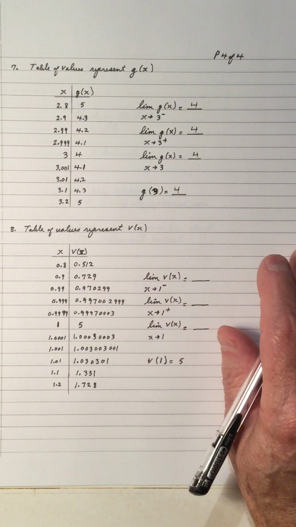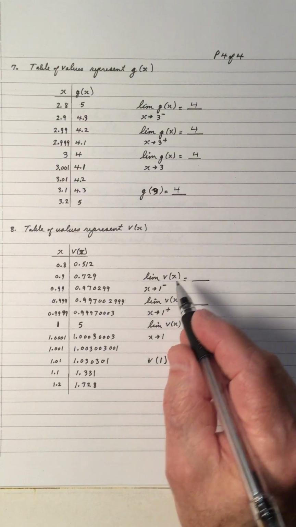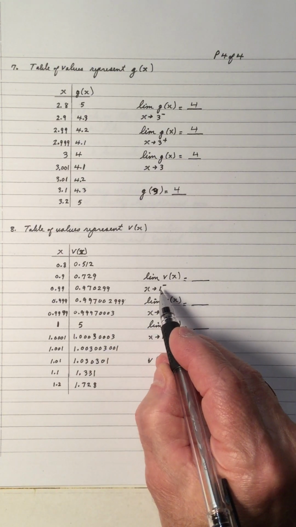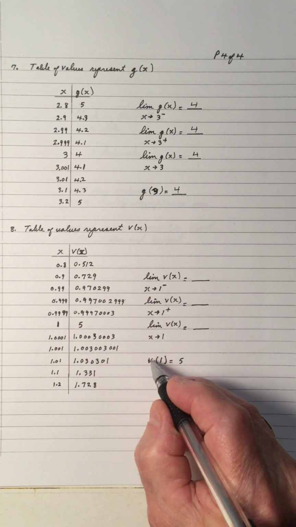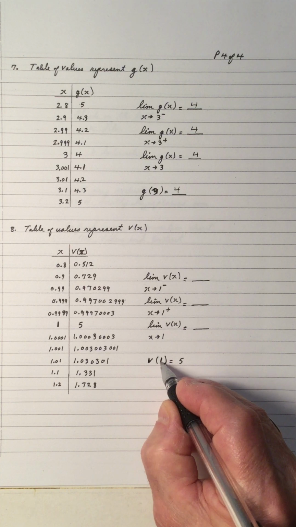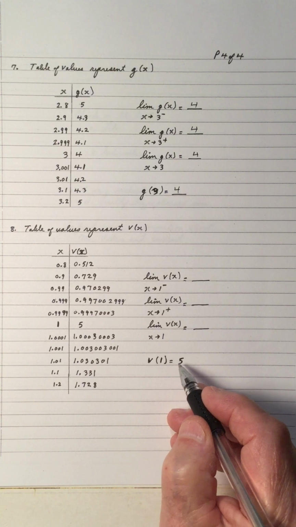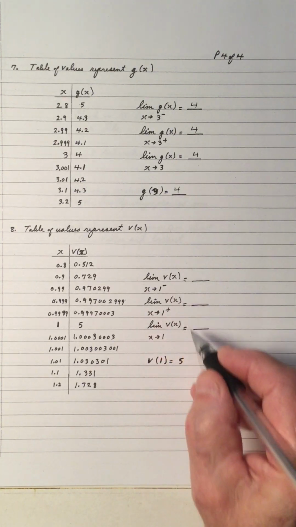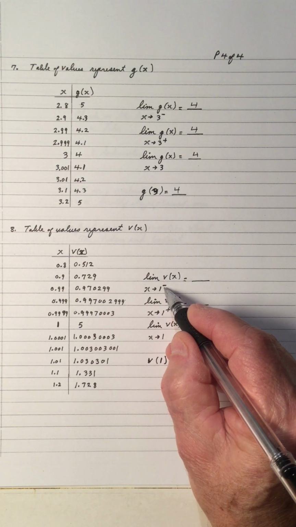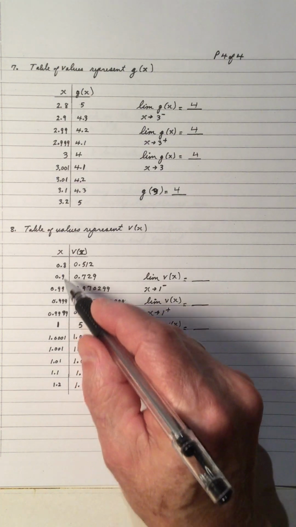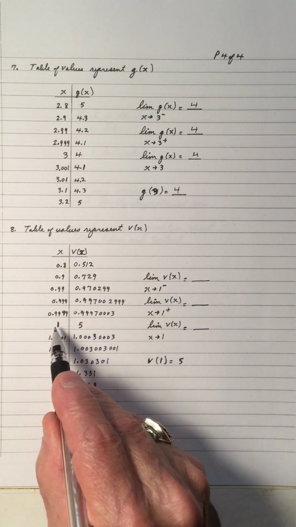Here's another table, very similar to what I just did, but it's the v of x. Now I'm asking you to approach 1. So 1 is what we're approaching. Right here, the v of 1 is 5, which I already filled in. So we're approaching 1 on the left side, and the left side is smaller than this side. So that's a 1.